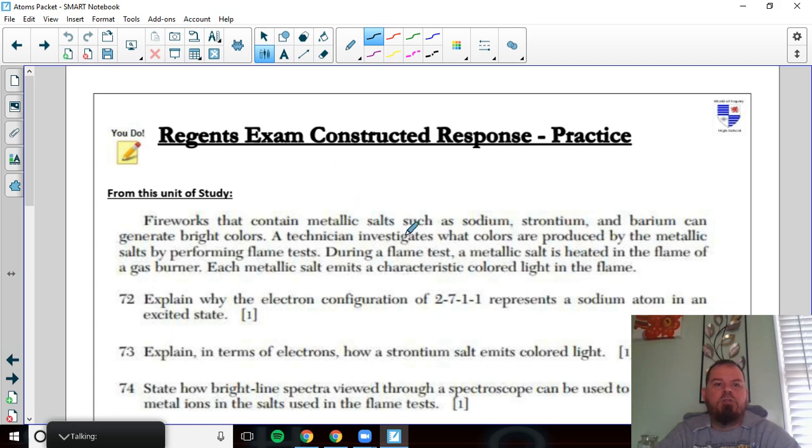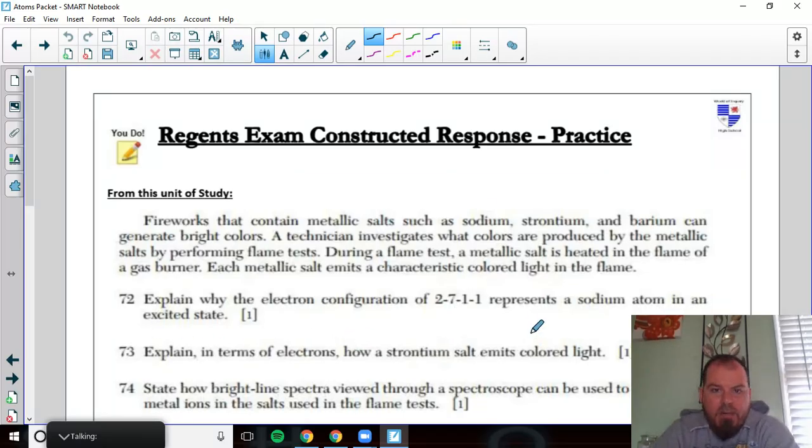Hey everybody, I'm going to try and walk us through the Regents exam questions and break them down. I'm not going to read the flame test. You can read. It says explain why the electron configuration of 2-7-1 represents a sodium atom in an excited state.